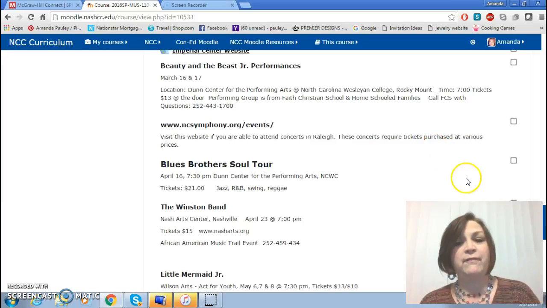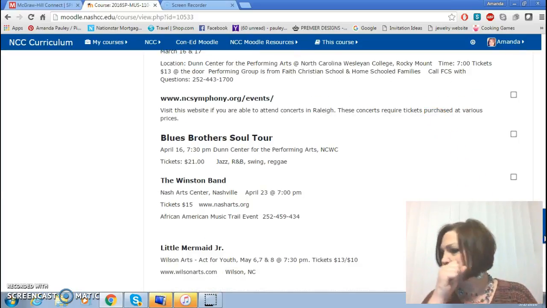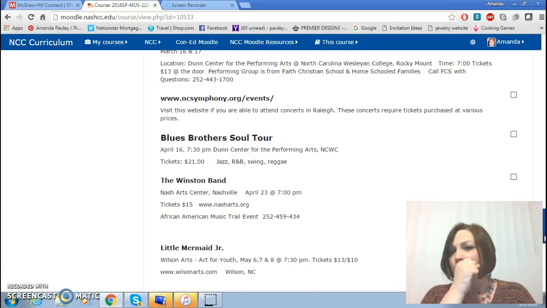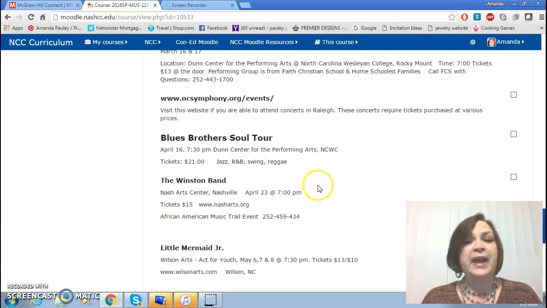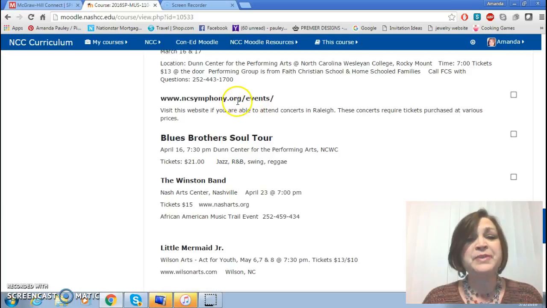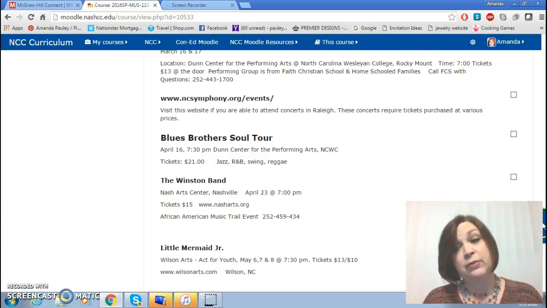There's a number there for Faith Christian School if you have any further questions. And then I have the website for the North Carolina Symphony and all of its events. There are several. There are so many I couldn't put them all down. So if you're interested in going to the North Carolina Symphony, it's a higher ticket price. It is in Raleigh, but if that's closer to you, I would check those out, as well as other free things in Raleigh. I'm sure there's a whole lot more available there.